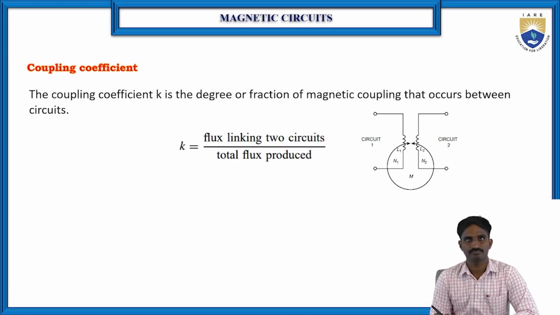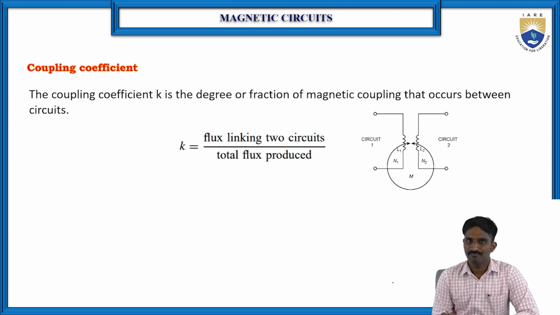or sometimes the coefficient of coupling, as they usually call it. Here the coupling coefficient, which is represented by the small k, is the degree or fraction of magnetic coupling that occurs between the circuits. Because when two circuits are placed near each other, we already know there will be a mutual induction between these two circuits.